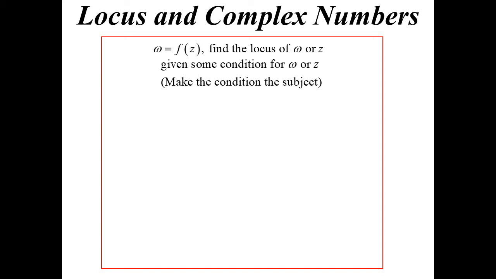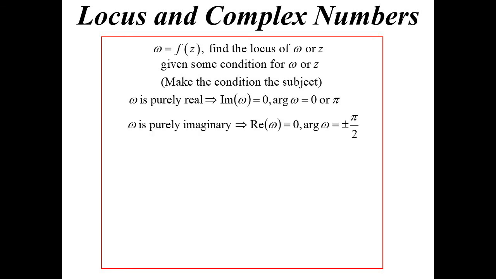So some common things we see. They might say the condition is, so the output is only going to be real numbers. So omega is going to be purely real. So what can we take from that? Well, we know then that the imaginary part must equal zero. That's one thing we could think of. Or we might think of it in terms of its argument. The argument's going to be zero or pi. They might tell us that the output's going to be purely imaginary. In that case, the real part would equal zero, or the argument would be plus or minus pi on 2.